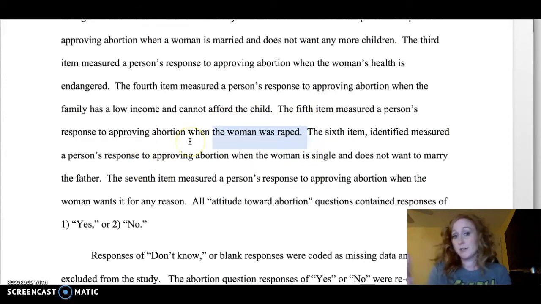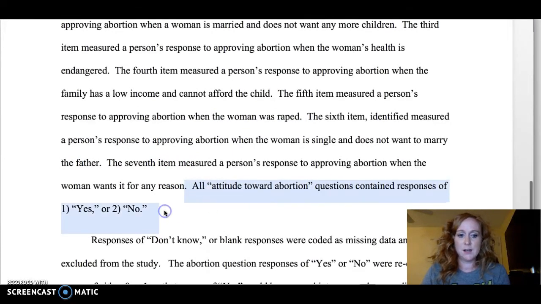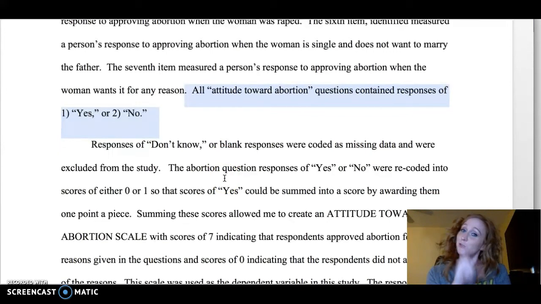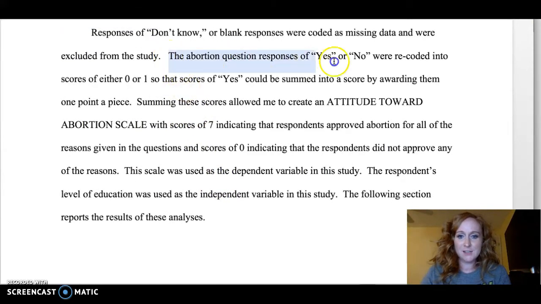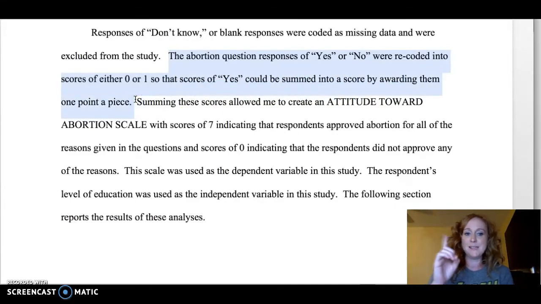Okay? And then again, those items are coded the same. So you can say right here at the end, all these attitude toward abortion questions contained responses of yes or no. So you actually list ones were yes and twos were no's. Responses of don't know or blank were coded as missing and excluded. And then if you made any recoding changes, which you did, you have to tell the reader what you did. The abortion questions of yes or no were recoded into scores of either 1 or 0, so that scores of yes could be summed into a score by awarding them 1 point apiece.